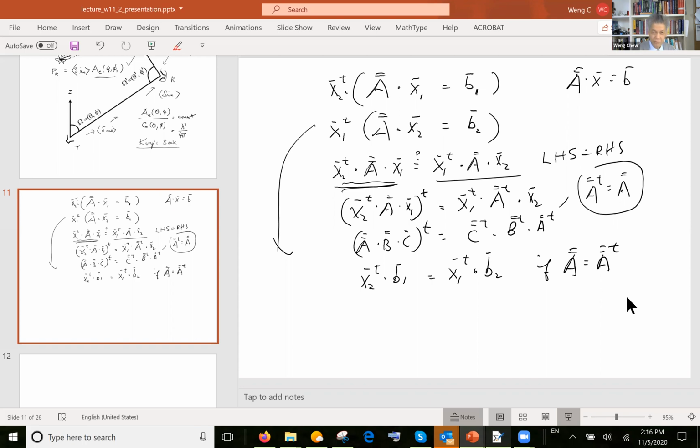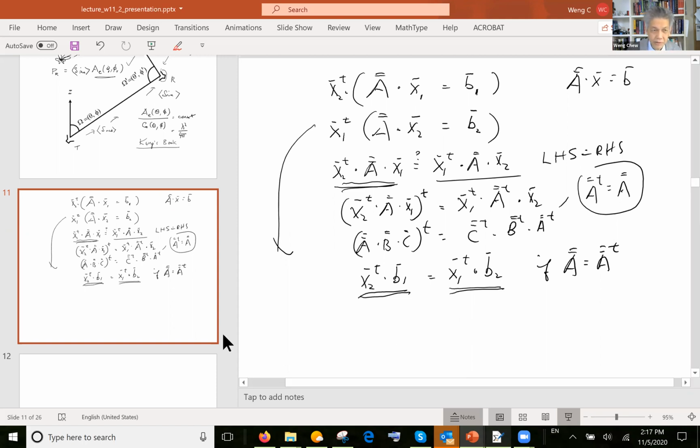I can think of b1 and b2 as sources, x1 and x2 as field. So I'm measuring the field x2 with the source b1, and that should be the same as measuring the field x1 with b2. And if the matrix system is symmetric, these two measurements should be the same. That's essentially the gist of the reciprocity theorem expressed in terms of linear algebra. But of course, when you write it in terms of Maxwell's equations, it's rather complicated. But if you look at it from the linear algebra viewpoint, it actually is quite simple. Okay, any questions on this? If not, then I will move on to something else.